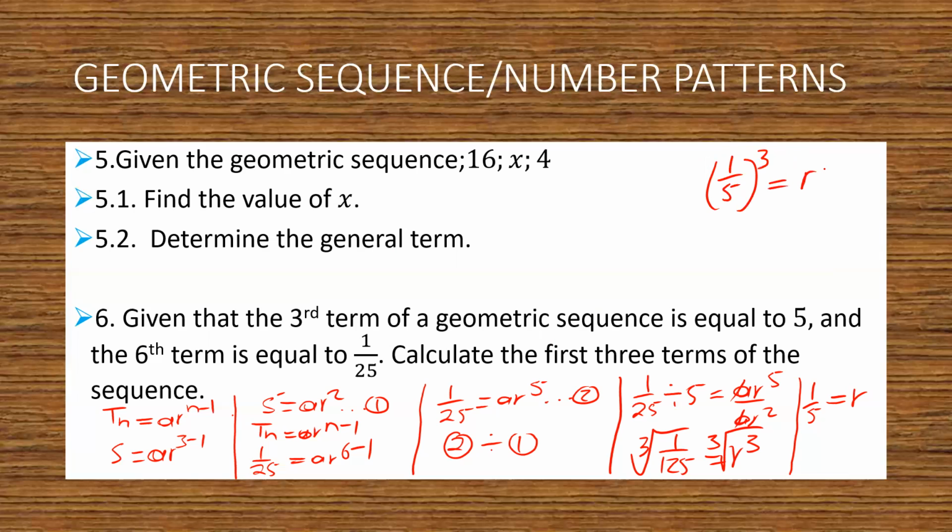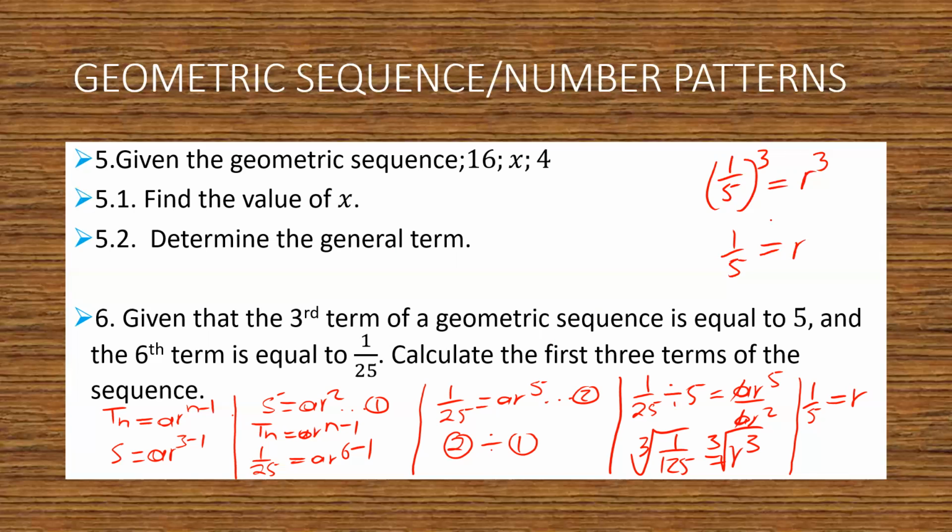Do you agree? R to the power of 3. If the exponents are the same, you just drop the exponents and you equate the bases. It still gives you 1 over 5. Oh, okay. Remember, when the bases are the same, you equate the exponents. It still works the same way with exponents. When the exponents are the same, you drop the exponents and you equate the bases.